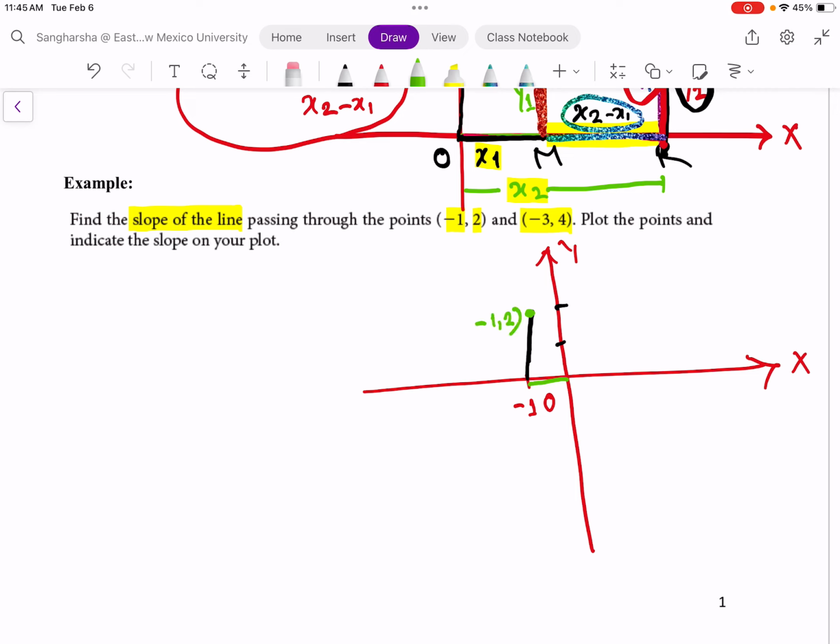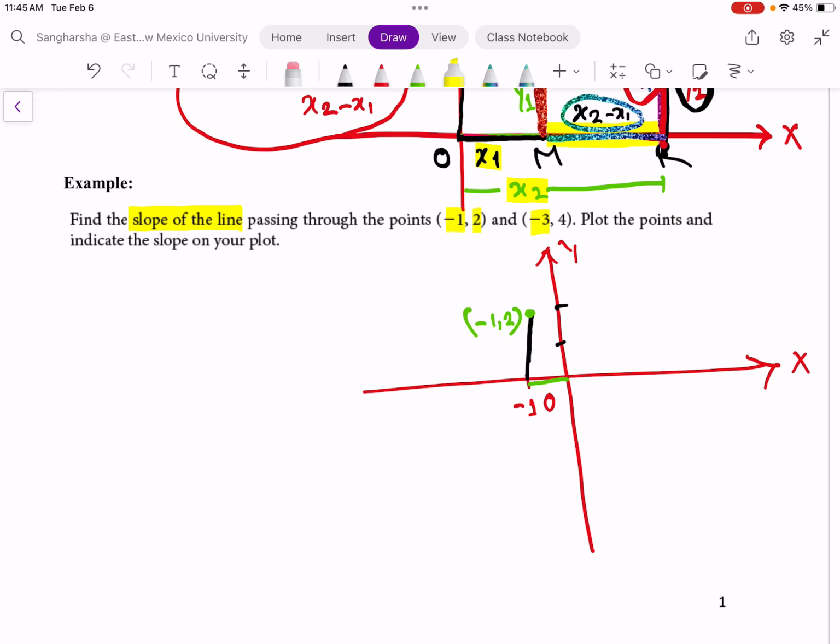Now let's draw -3, 4. So -3 means, do we go left or right on the horizontal? Left. Negative means you are going left. If the x coordinate is negative, you are going left. If the y coordinate is negative, you are going down. So we go 3 units on the left.